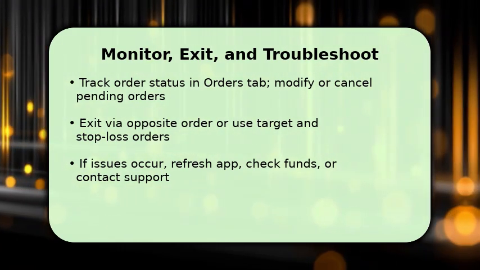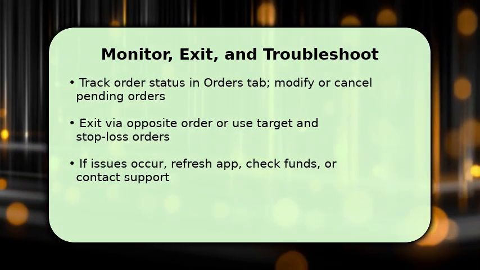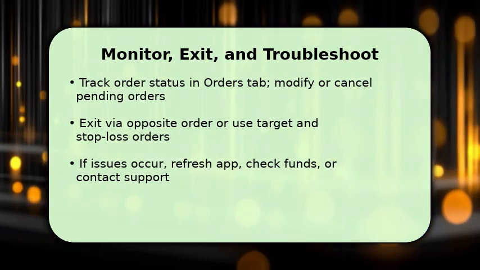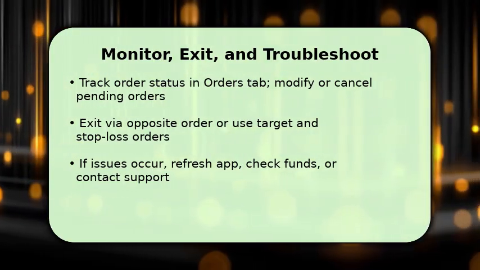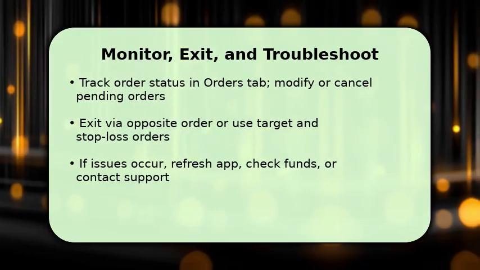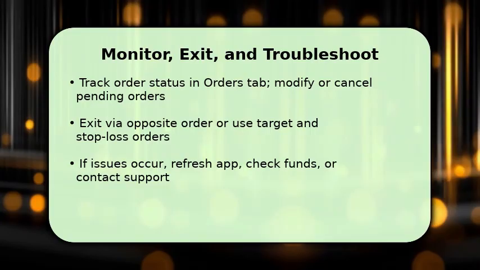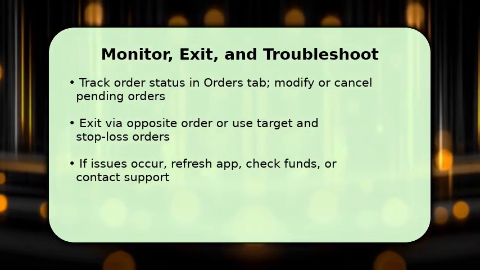When closing, place an opposite order or a limit sell/buy with target and stop loss to automate exits. If the app shows delayed updates or order rejections, first refresh and recheck available funds and product eligibility. If problems persist, capture the order ID and contact Dhan support. They can resolve mismatches or tech issues while you avoid placing duplicate trades.